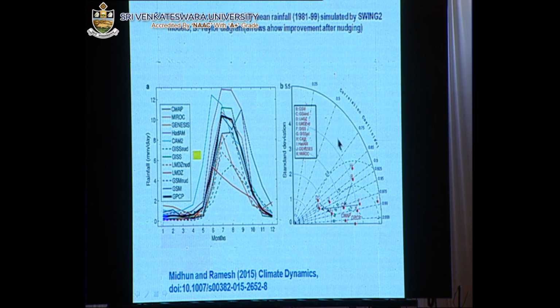This can be easily seen on the right-hand side. What you see is a Taylor diagram. The Taylor diagram has the standard deviation of the model on this axis, and the correlation is plotted here. So any model is good which has low standard deviation and high correlation. That is a good model. You can see some models have been nudged runs, and they show very good correlation. Some models show very poor correlation.